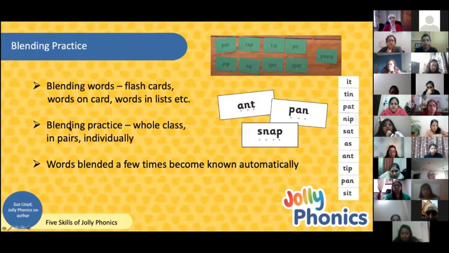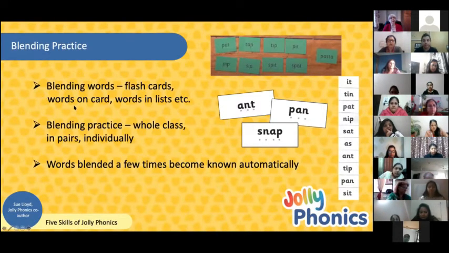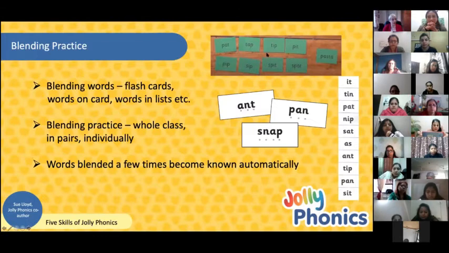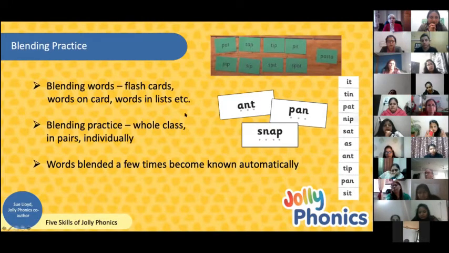With blending practice, the words can be on flashcards, like here. You can put them on little bits of card, coloured card, and drop them on the table for the children. Or you can give them a list. They could take their list home. And the words from your word bank are just handy. So you can make your own materials quite easily. So the more opportunity you give the children to develop this blending is so important.